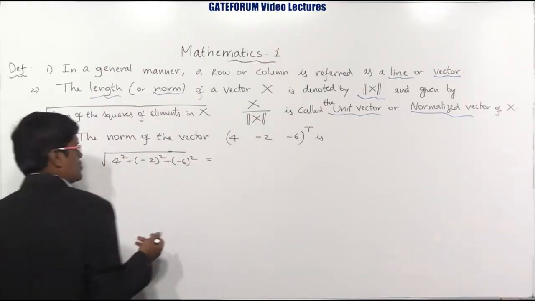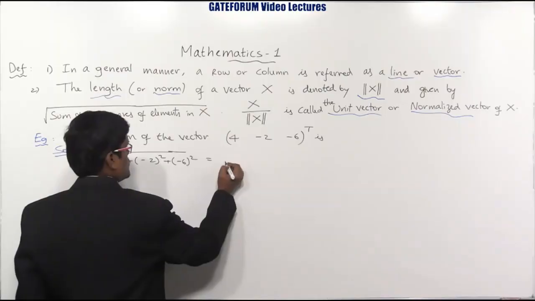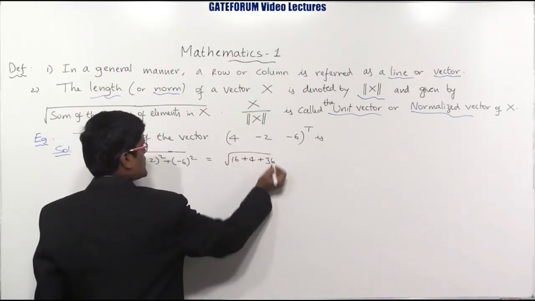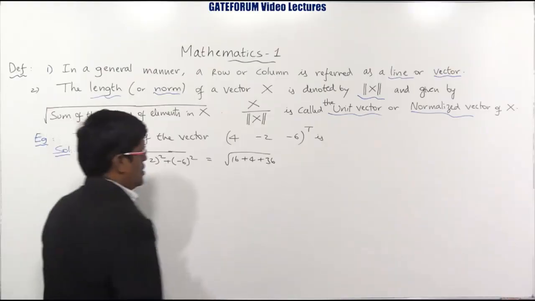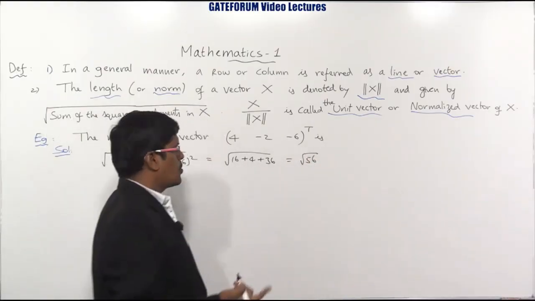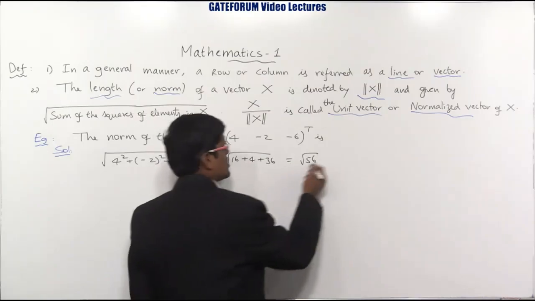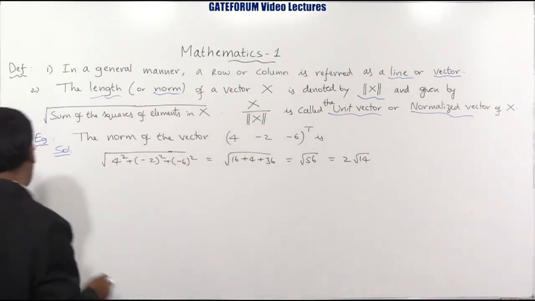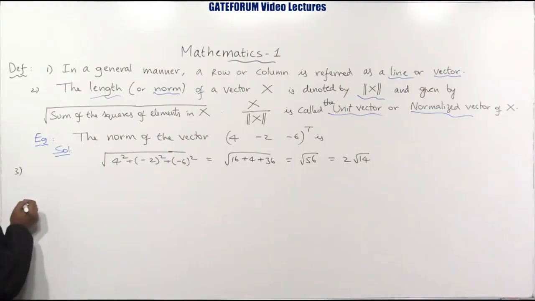Okay. So, this is square root of 16 plus 4 plus 36. That is root 56. If this is not in the options, 4 times 14 is 56, so 2 root 14. That is it. Next, definition 3.